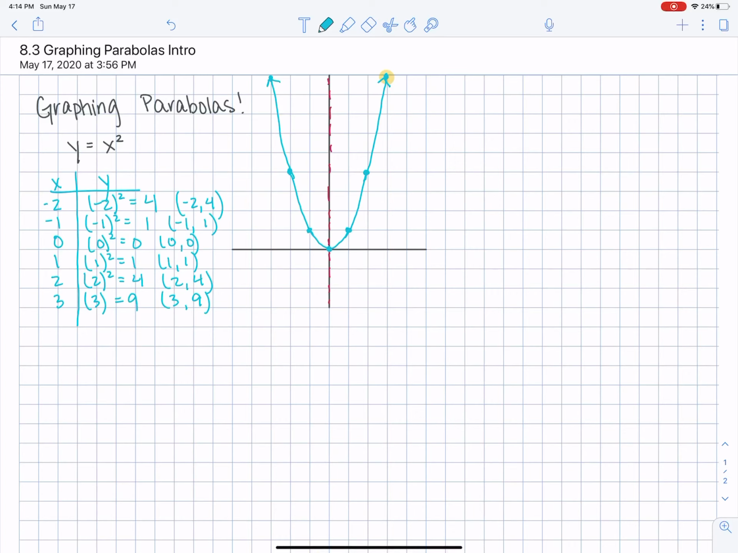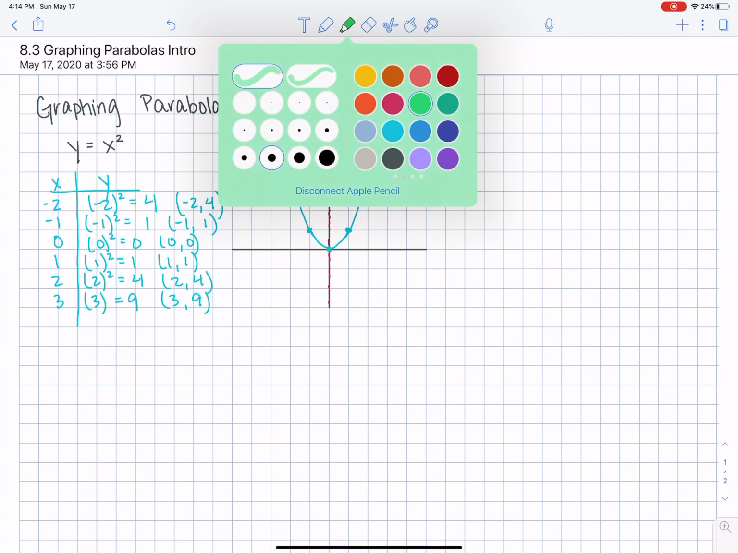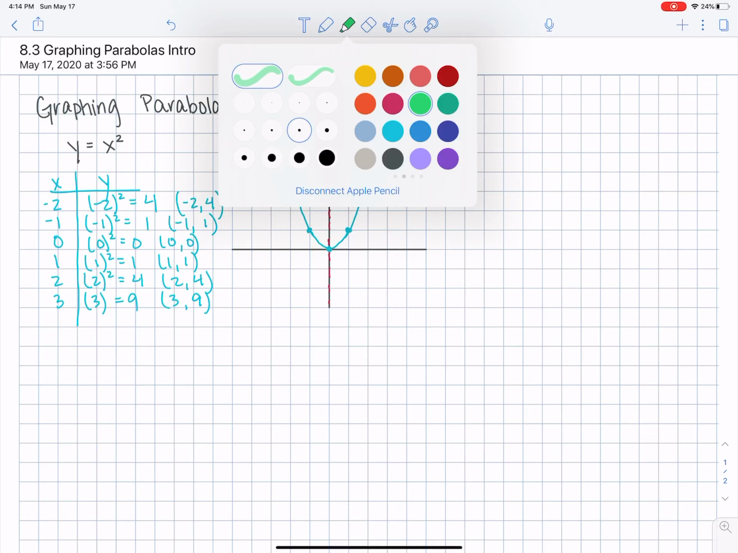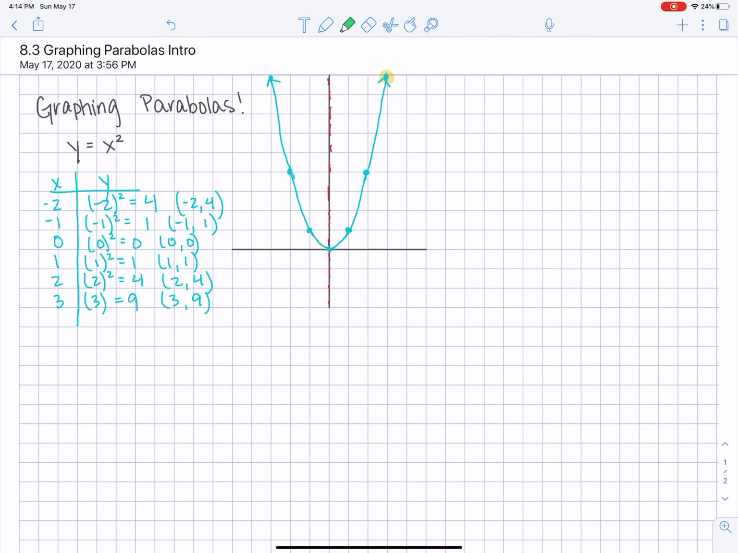Now there's a few things that I want to point out. And the first thing is this relationship between the vertex and your next points. So this is my vertex down here at the bottom. And I want you to notice that for your basic parabola, you go 1 to the right, 1 up. You also go 1 to the left and 1 up.